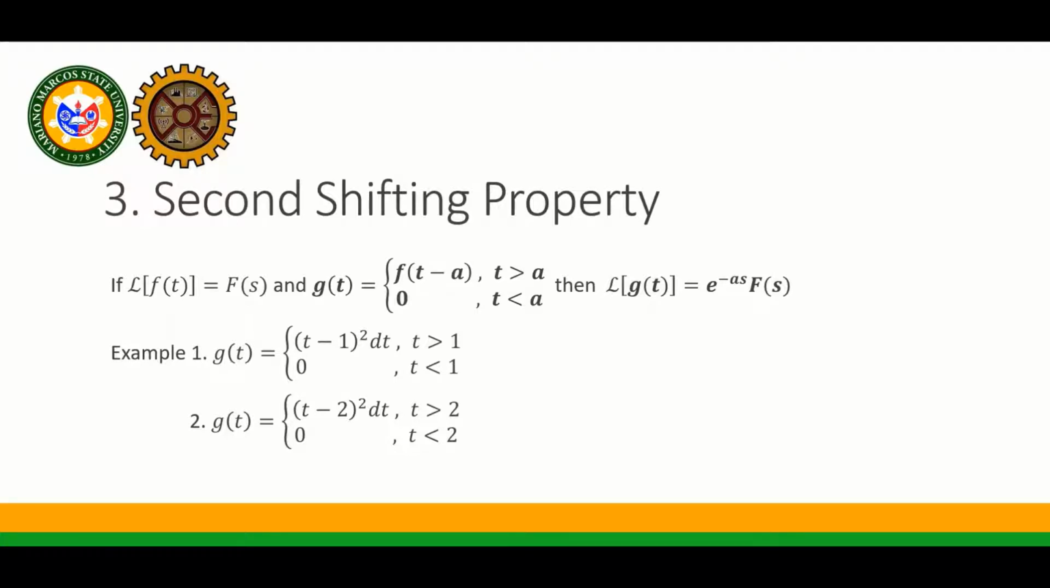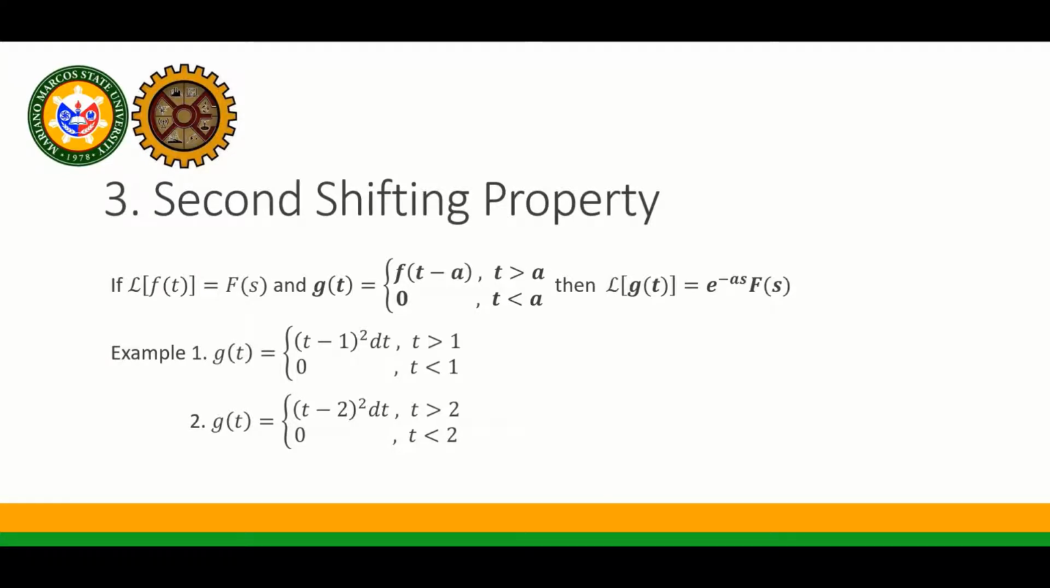Okay, so now let's continue our discussion on the properties of Laplace transform. We are now in the third property, which is the second shifting property. So if the Laplace of f of t is equal to F of s, and g of t is equal to f of t minus a at t greater than a and 0 at t less than a, then the Laplace of g of t is equal to e raised to negative as times F of s.